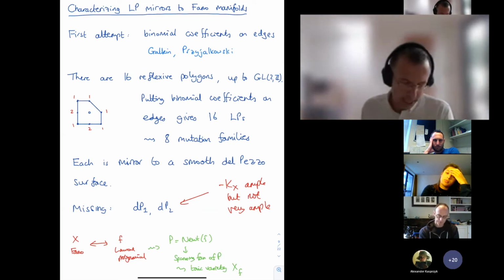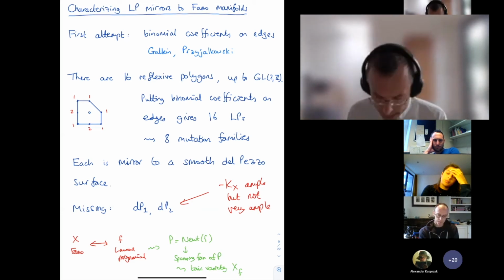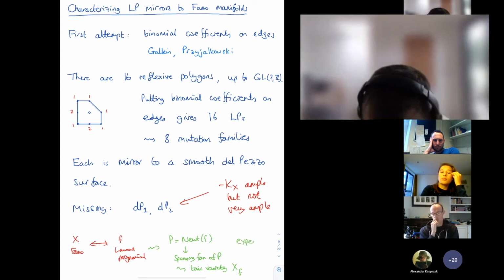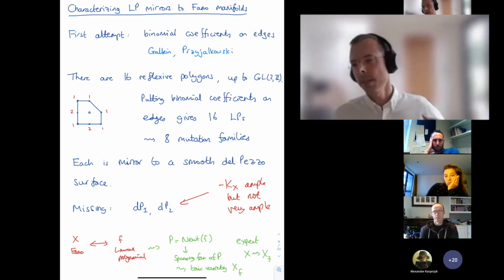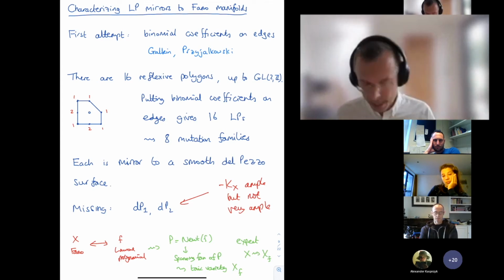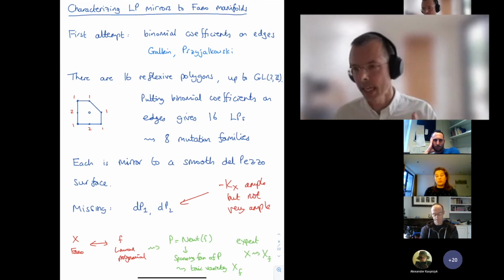But the expectation is that if X is Fano and it's mirror to F, then there's a degeneration with general fiber X and special fiber XF. So there's supposed to be a QG deformation where the general fiber is your Fano and the special fiber is this generally singular toric variety.